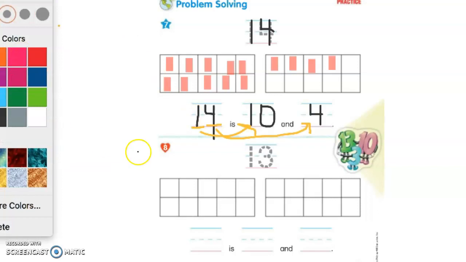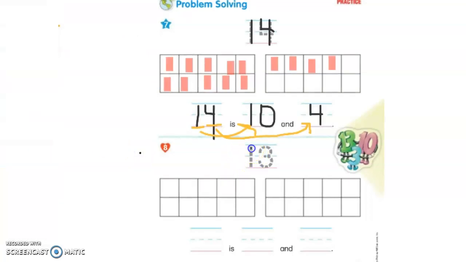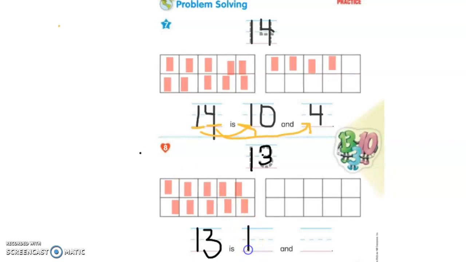Now let's do the next one. Trace the big number we're going to take apart. 13. So put 13 down here as well. 13 is, let's first do our first tens frame. 10. And how many more? 11, 12, 13. So 13 is 10 and 3. Break apart the tens and the ones to see how we can take apart 13.